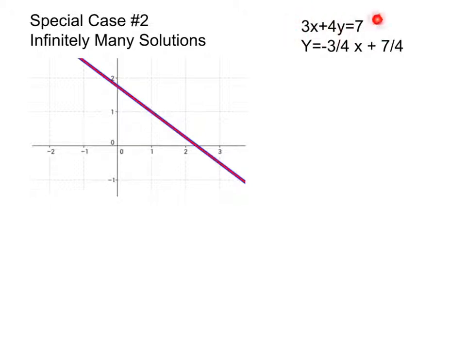And I actually have their graphs here. One's in standard form, one's in slope-intercept form. And so we can see what's going to happen is these actually are going to be the same equations, just written differently. That's what makes these two lines the same.